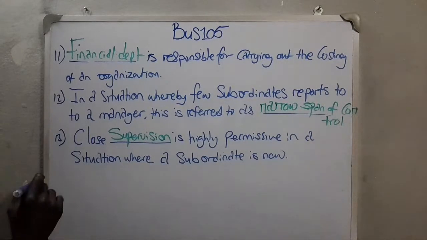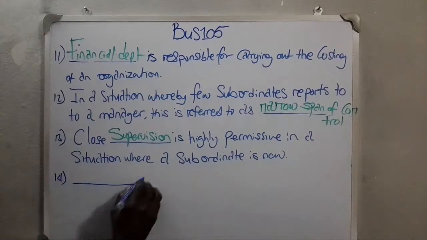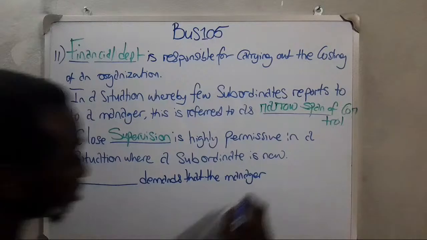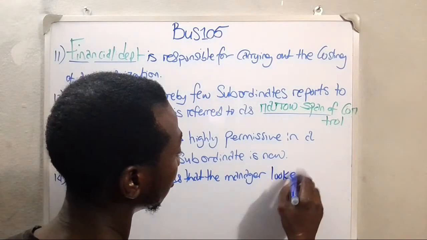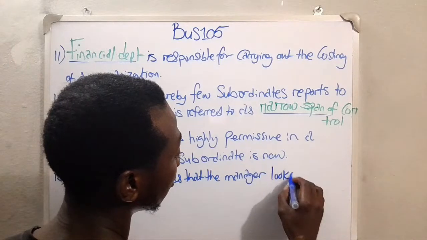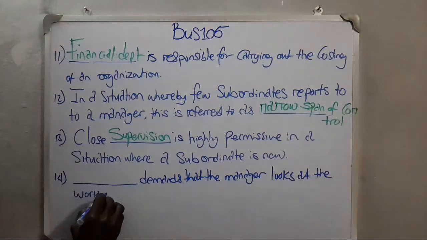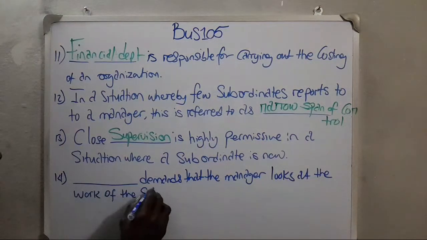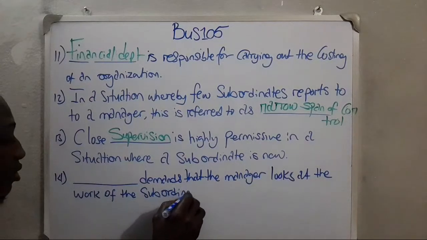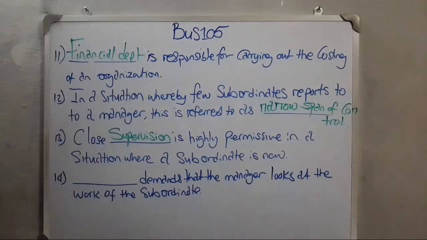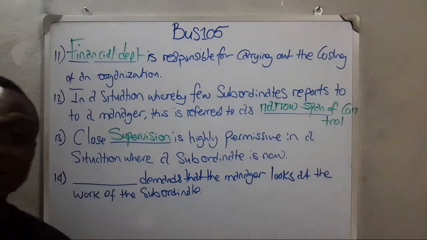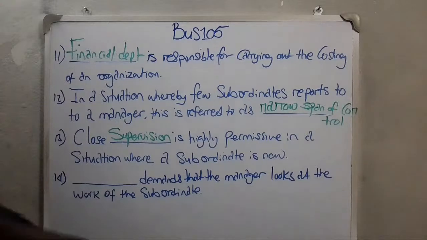Now, 14. Dash demand at the work of the subordinate. That is, the manager looks at the work of the subordinate.